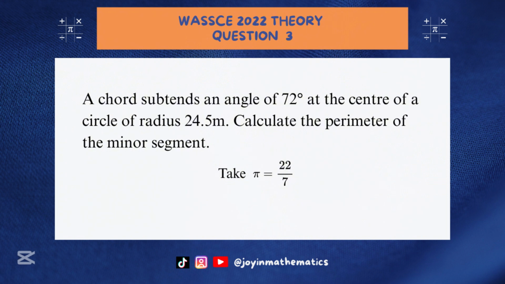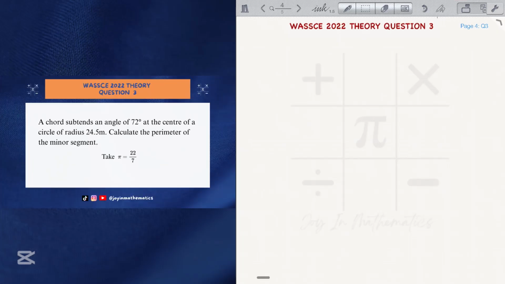Now let's proceed further to question number 3. The question says a chord subtends an angle of 72 degrees at the center of a circle with radius 24.5 centimeters. We should calculate the perimeter of the minor segment.